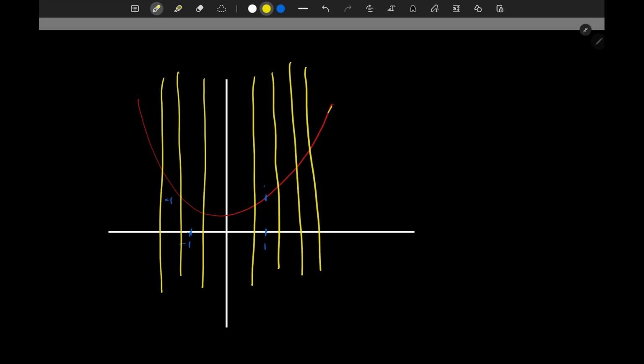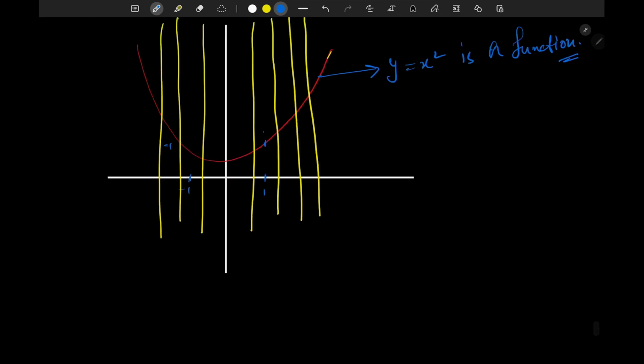In this case, we can draw as many vertical lines as we want, but we will see it only crosses the red line only once. So that's the criteria of this red line, or y equals x squared, is a function. That's the criteria. It satisfies this, so that's why we call it a function.